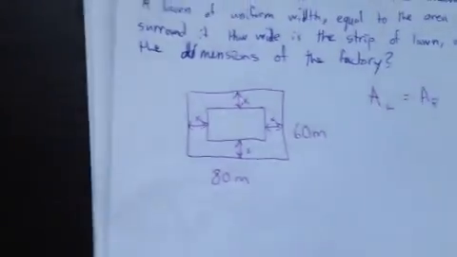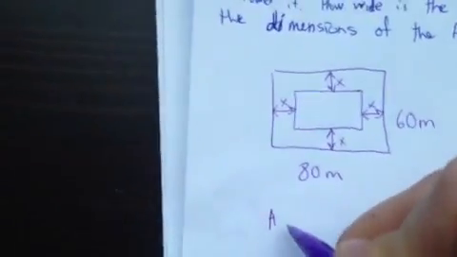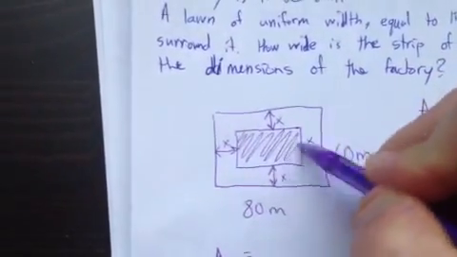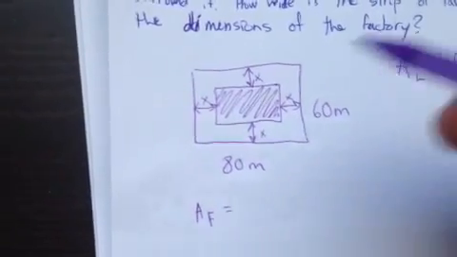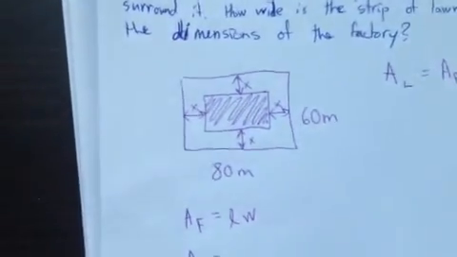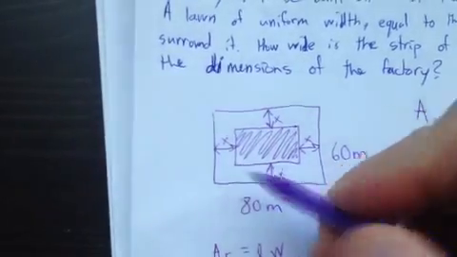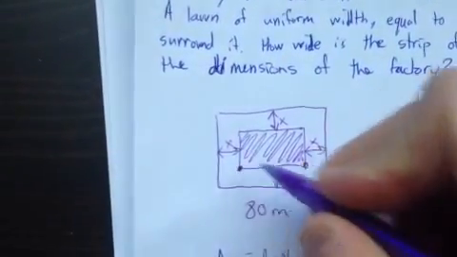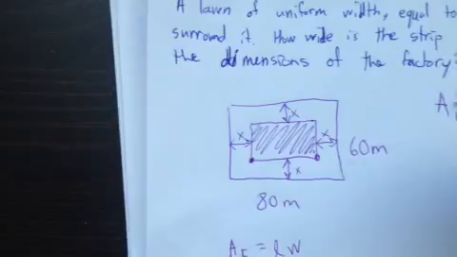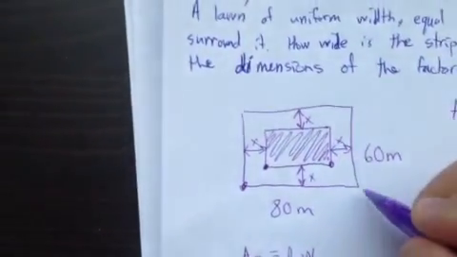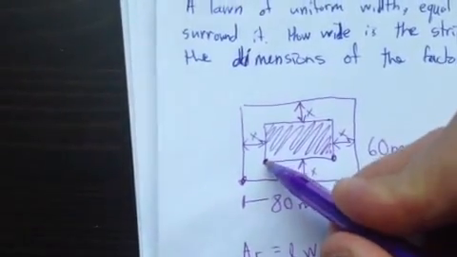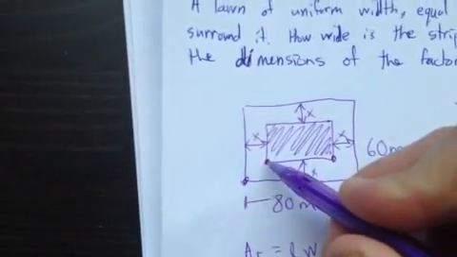So let's first take a look at the area of the factory, which is just this shaded part in here. We know that a rectangle is just length times width. So we have to come up with what the length of that factory is and what the width of that factory is. So we just need this little bit here, from this point to that point. We know that from here all the way to here is 80, but we only need from here to here. So what is the length from here to here?